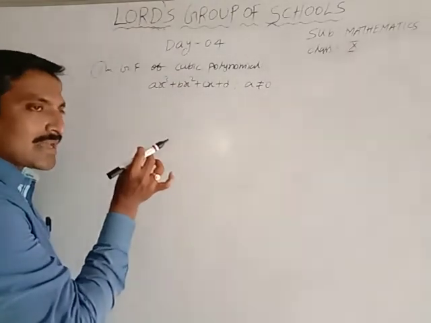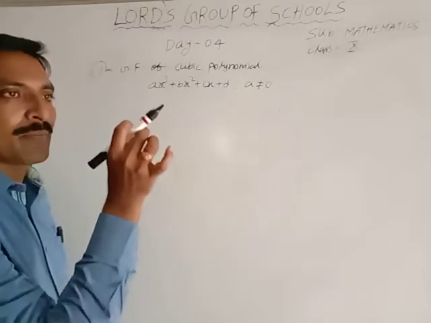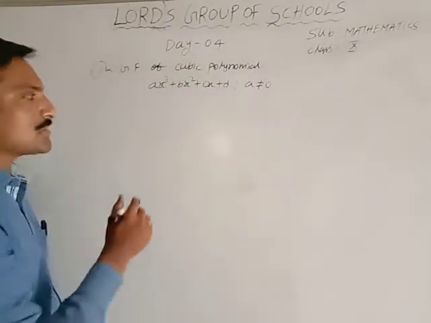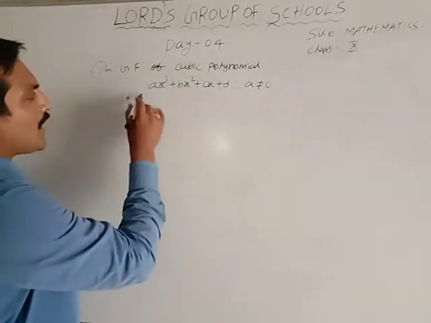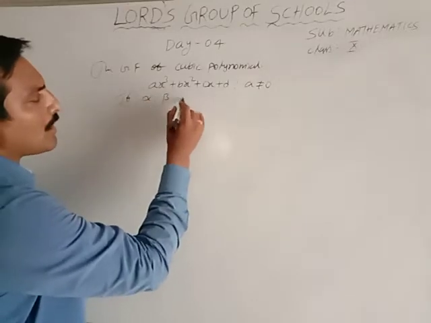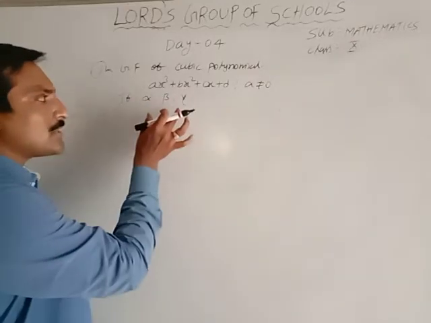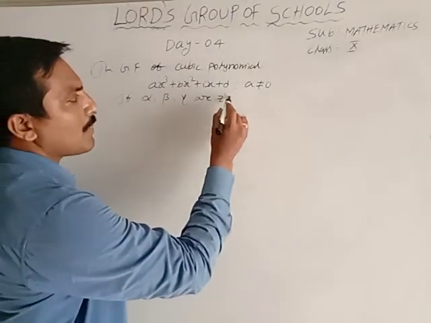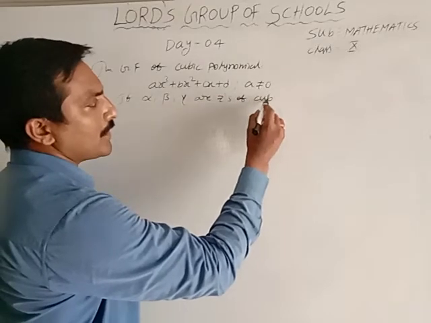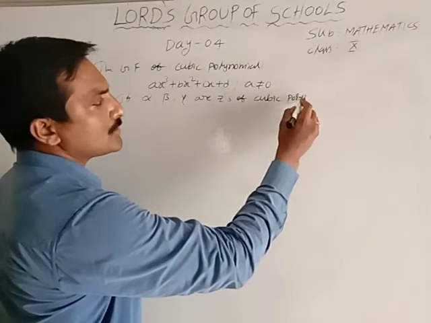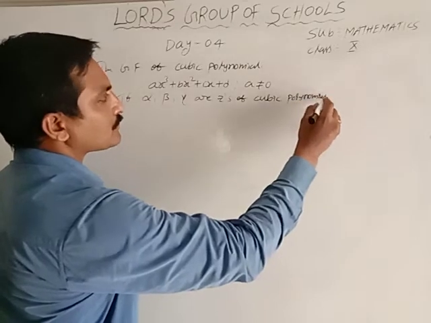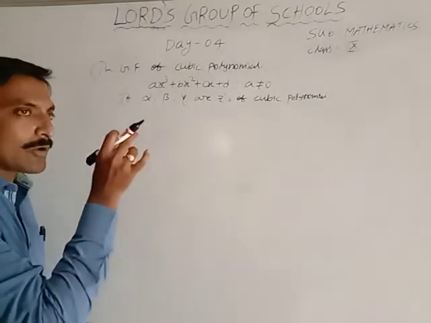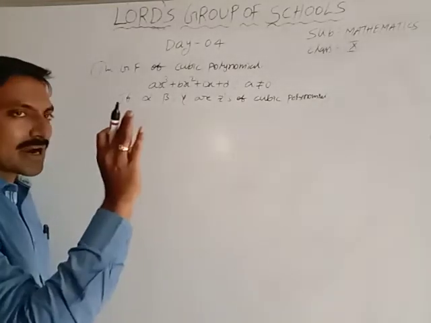So what is the degree? That number acts as the number of zeros of that particular polynomial. It means a cubic polynomial has 3 zeros. Let alpha, beta, gamma be the 3 zeros of the cubic polynomial. Here, for the relationship between zeros and coefficients, 3 conditions exist.